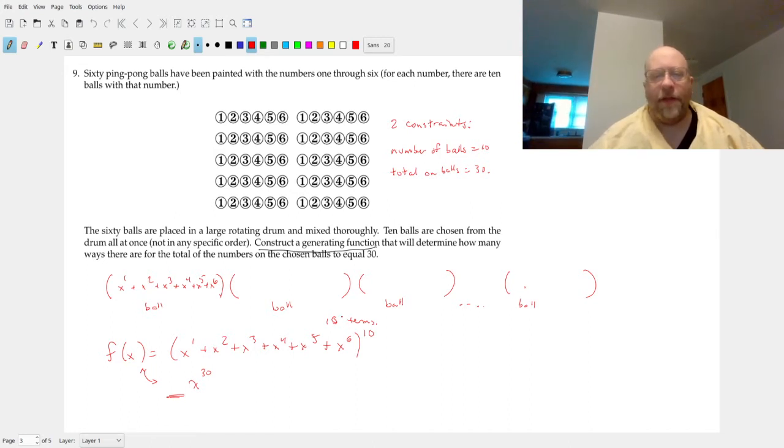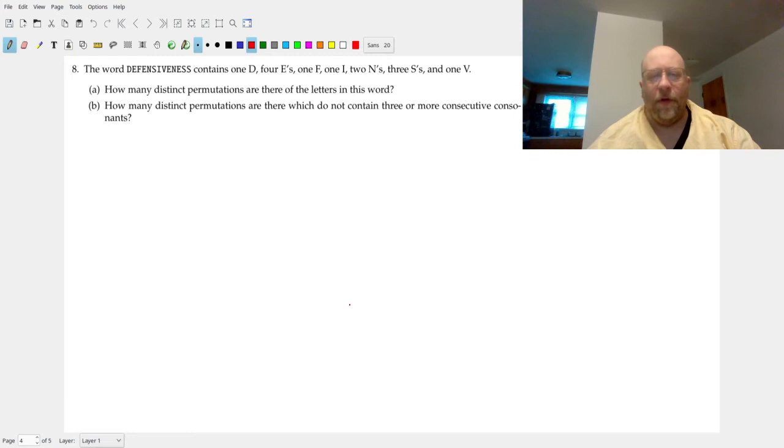So let's look at the next question here. All right. Sorry about that. Let's start with part A here. How many distinct permutations are there of the letters in this word?